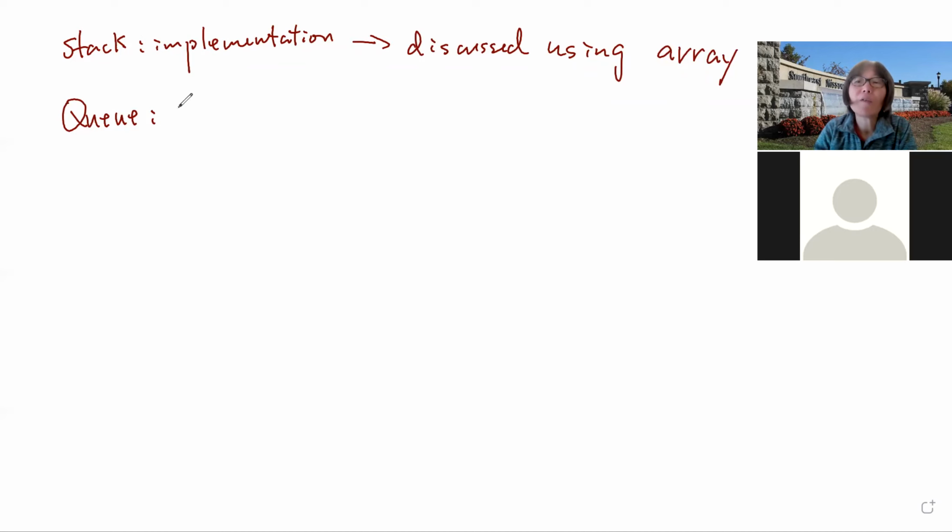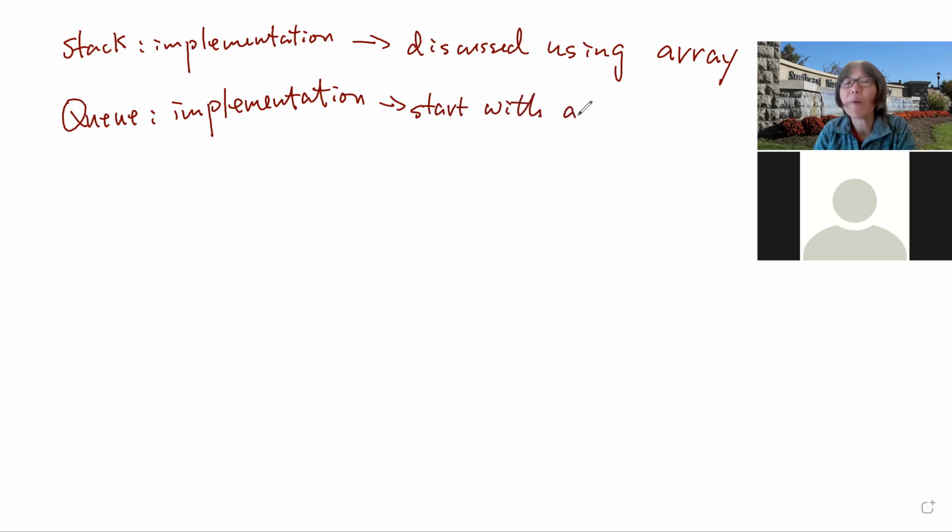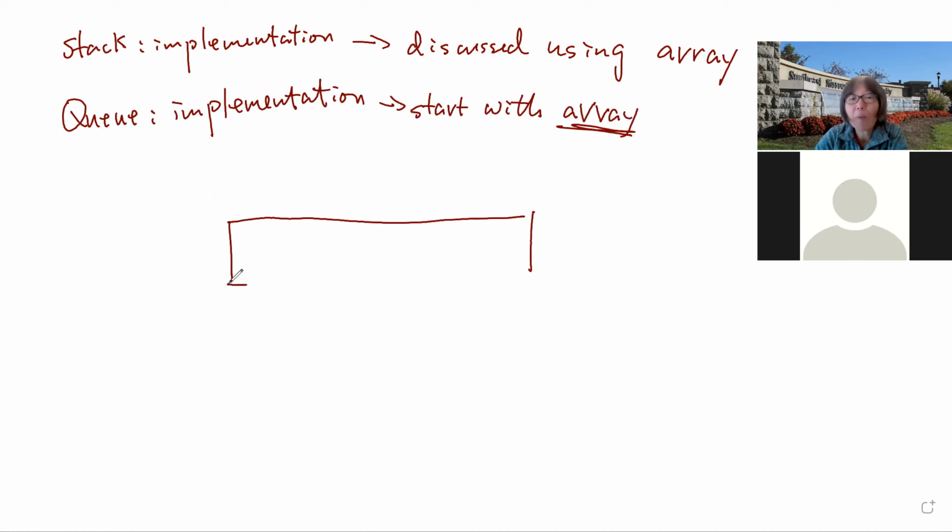So here we first understand how we are going to implement it. We discuss its implementation, and we also start with the array concept. Let's see how we use an array to simulate a queue, using an array to store the queue. Assuming over here we have an array, and the array has some size.